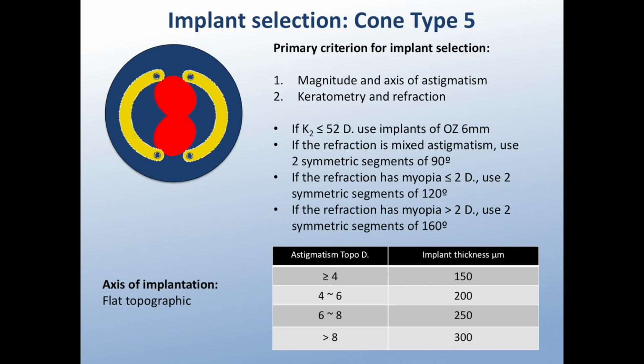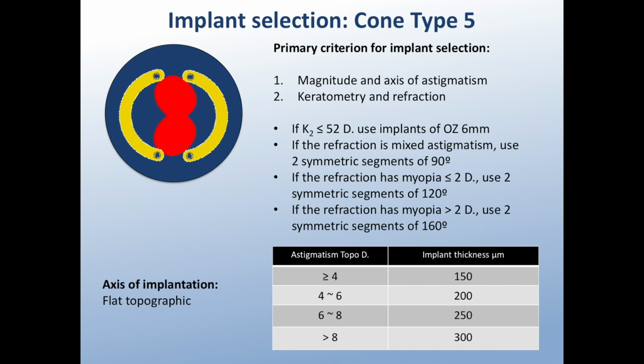And what are the parameters to understand which rings to implant? First of all, we need to see what the mean keratometry is. If it is below 52 diopters, a 6 mm ring can be used. If the refraction is a mixed astigmatism, it is necessary to use 2 symmetric segments of 90 degrees. If the refraction has a myopia inferior to 2 diopters, it is necessary to use 2 symmetric segments of 120 degrees. If the refraction has a myopia of greater than 2 diopters, it is necessary to use 2 symmetric segments of 160 degrees. So, myopia has, in this type of keratoconus, a decisive role in choosing the arc.